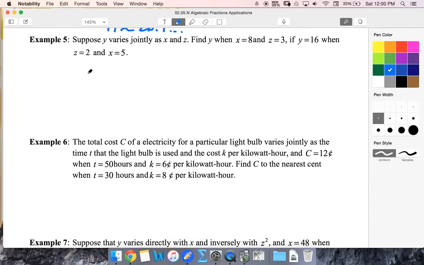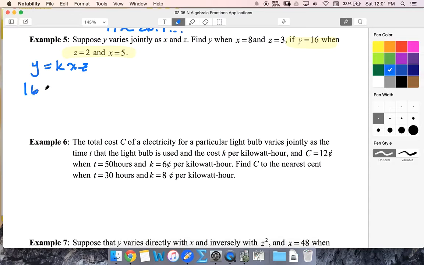All right, so example 5, an example on joint variation. Y varies jointly as x and z, and it has to. If we vary jointly, we need 3 variables. Notice k is not really a variable, it's a constant that we have to find. So find y when x is 8 and z is 3 if, so here's our initial condition over here. Y equals 16 when x is 5 and z is 2.